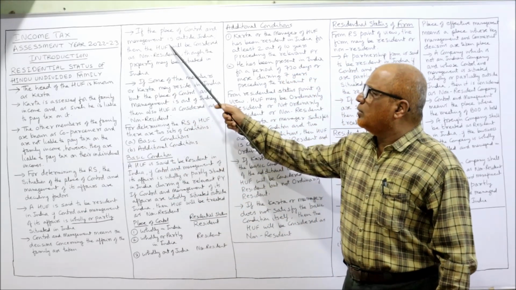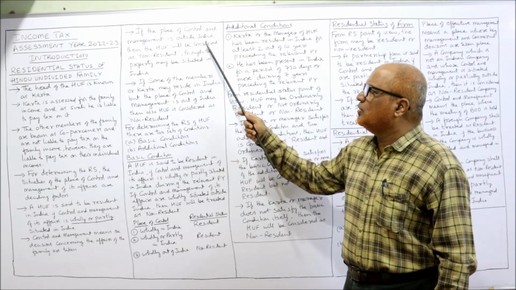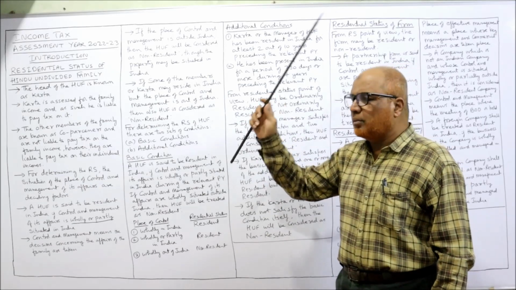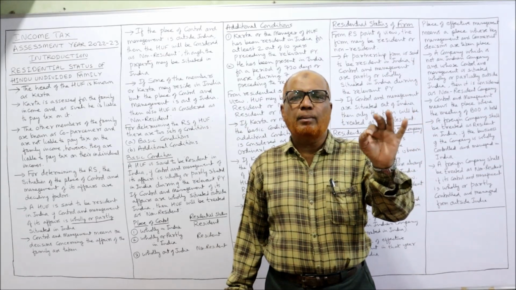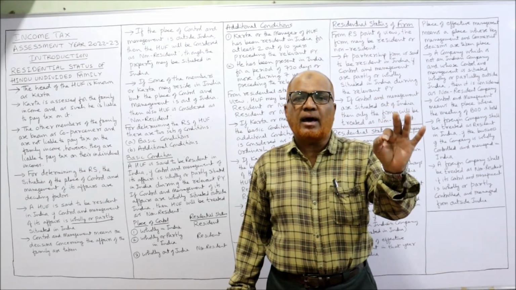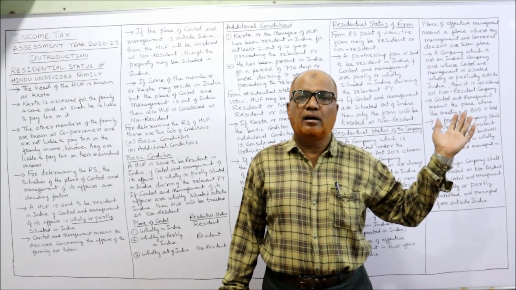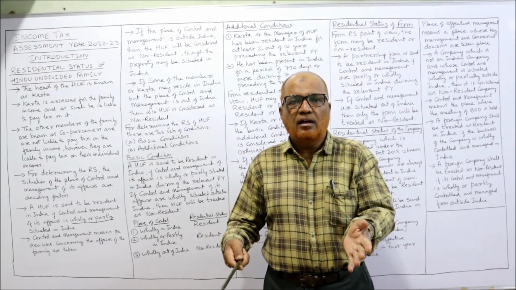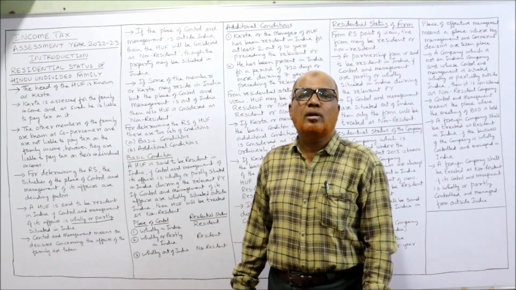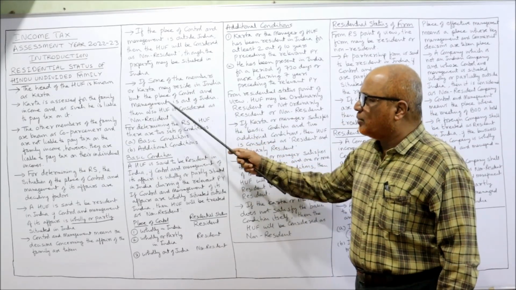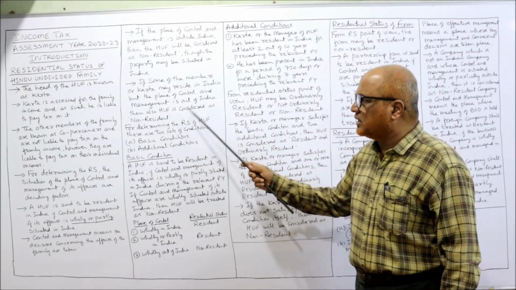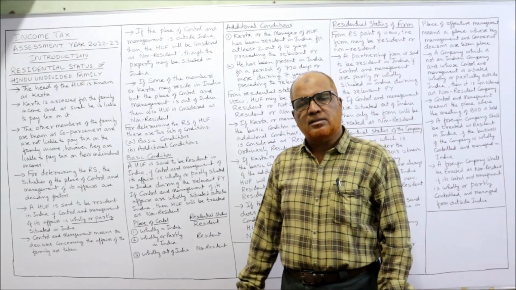If the place of control and management is outside India, then the HUF will be considered as non-resident, though the property may be situated in India. If the complete control, remember, complete control and management is outside India, the business is running in India, then this business is called non-resident HUF. So if some of the members of the HUF may reside in India, but the place of control is out of India, then also it is known as non-resident.